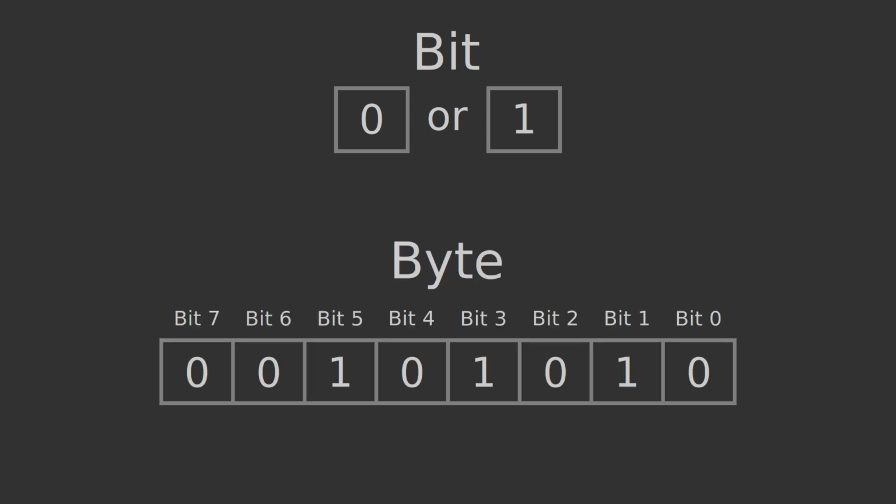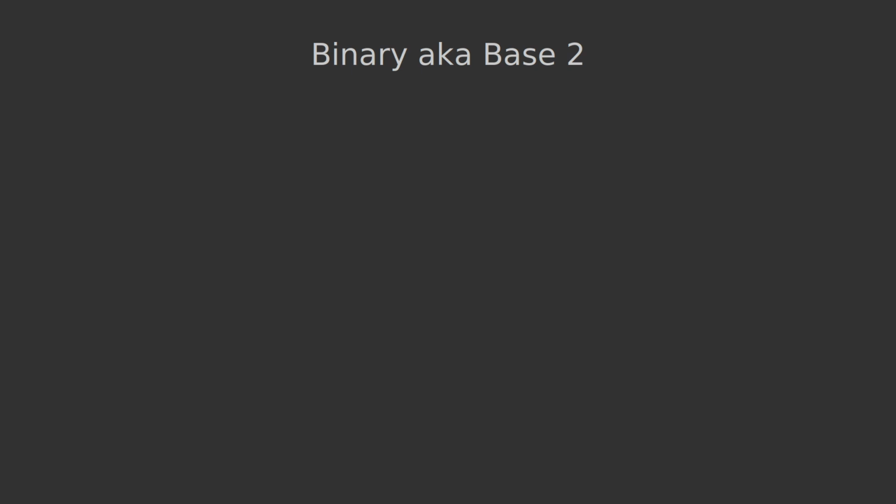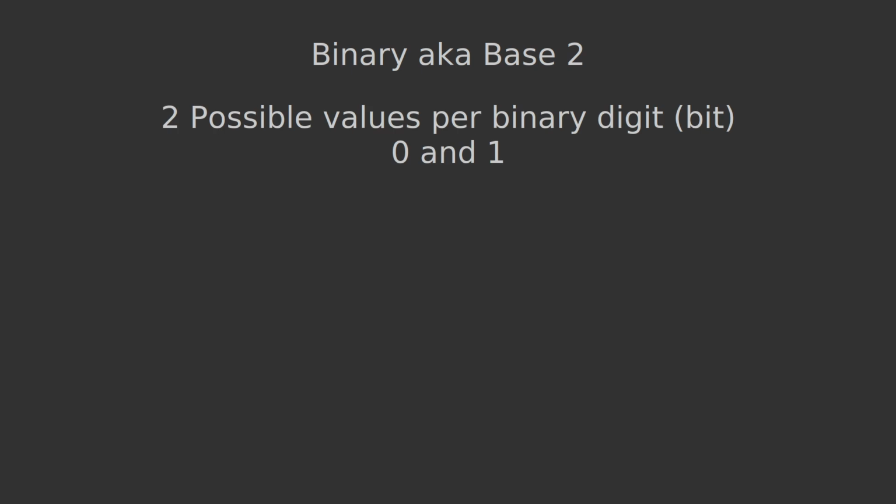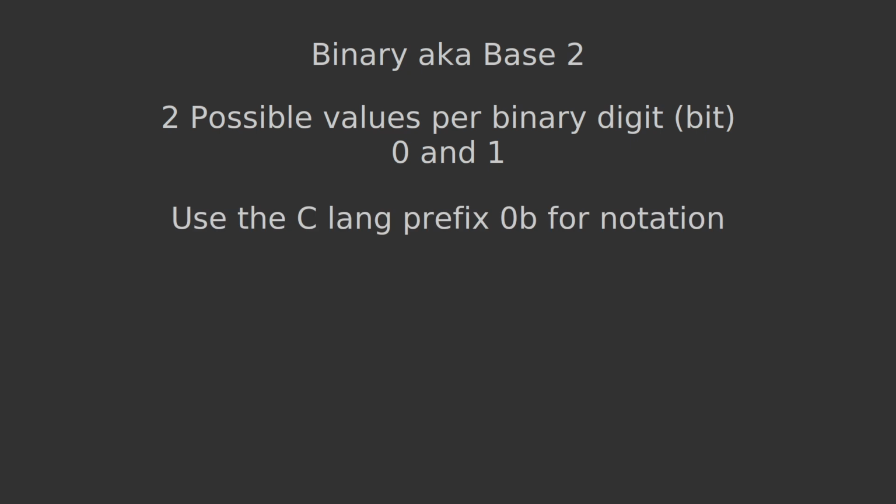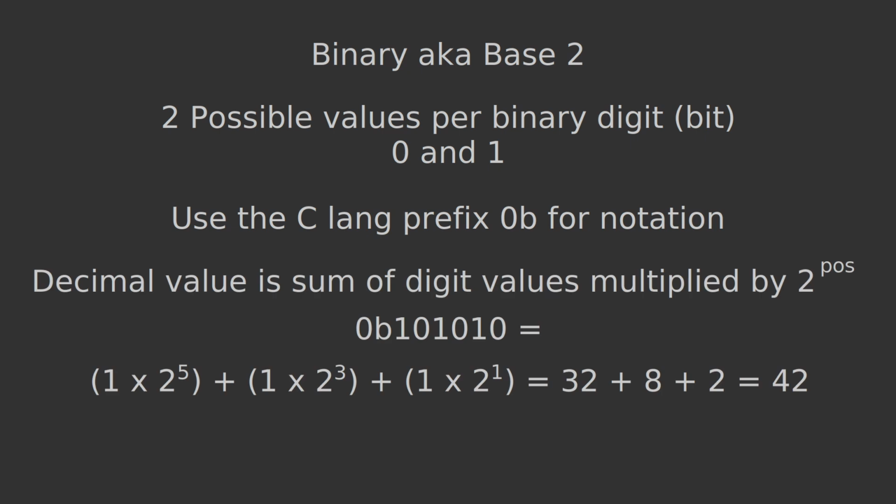A byte contains 8 bits, and its simplest interpretation is as a binary number. Binary, also known as base 2, is a counting system that has 2 possible values for each digit. Those are the values 0 and 1 as mentioned earlier. We use the C language prefix 0b to indicate that a number is in binary notation. Each digit's value is increased by a factor of 2 for each position it is shifted to the left, and so a digit's value is calculated by multiplying it by 2 raised to the power of its position. The value of a binary number is then just the sum of the values of the individual digits.